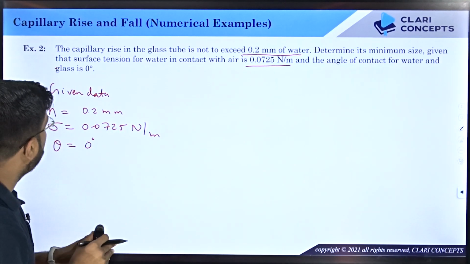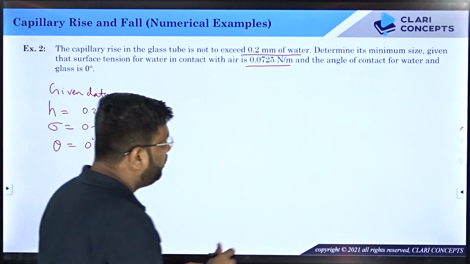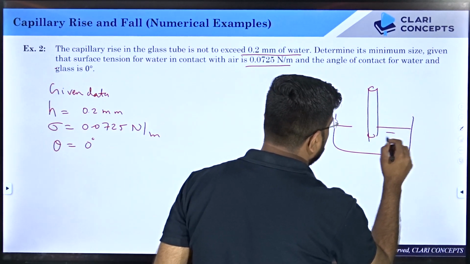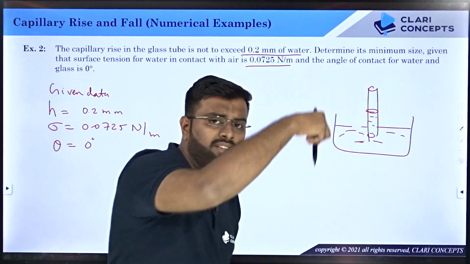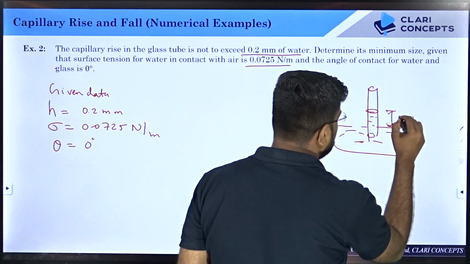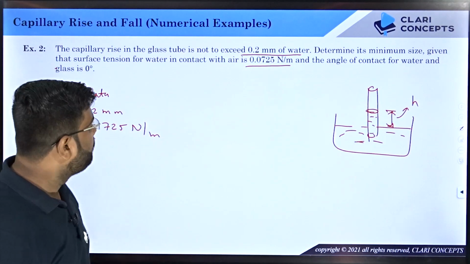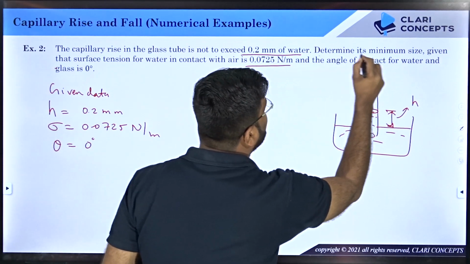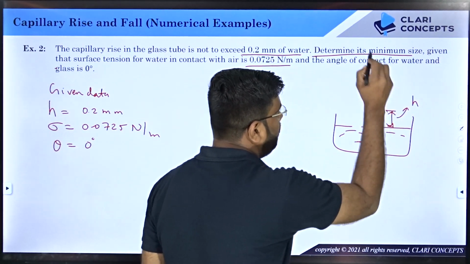So see what they are asking. Again I am repeating the question. The capillary rise in a glass tube, they have been given a tube. They have this tube, okay, and they have this beaker where the water is filled. Because we know that when the glass tube is inserted in the water beaker, the water will rise. They say that the capillary rise, let's say this is h, should not be greater than 0.2 mm, right? The angle of contact of water is given and sigma is given to you. Determine the minimum size. Till what minimum extent the diameter should be kept. So they are asking you to find the diameter, d, right?